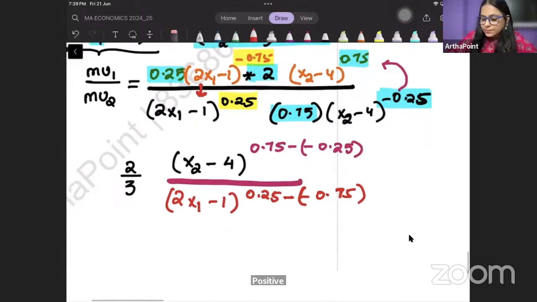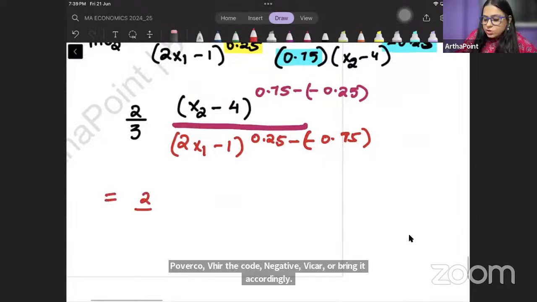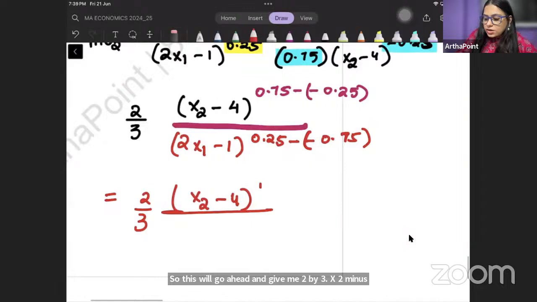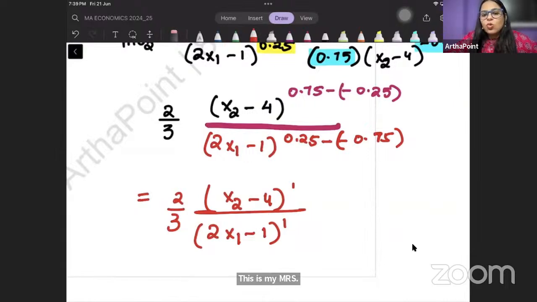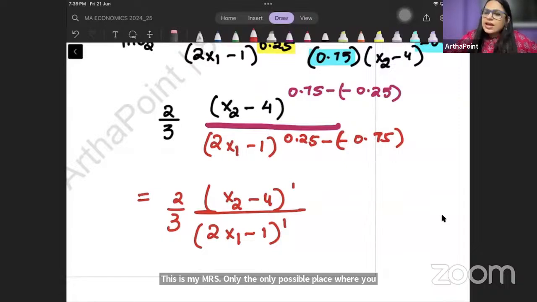Bring it accordingly. So this will go ahead and give me 2/3 x2 - 4 to the power 1 upon 2x1 - 1 to the power 1. This is my MRS. बस यहीं पे कोई मिस्टेक हो सकता था. This is the only possible place where you can do a mistake, कि MRS में you may make a mistake. Now it is simple.